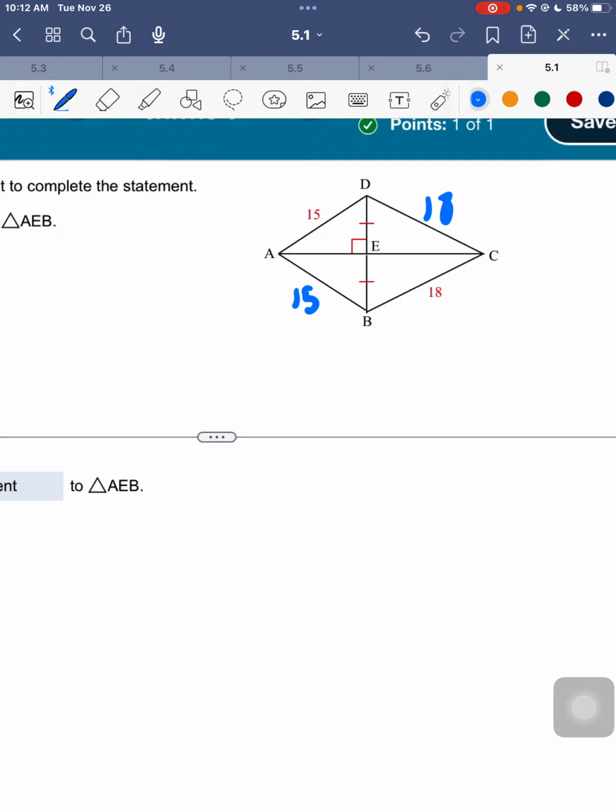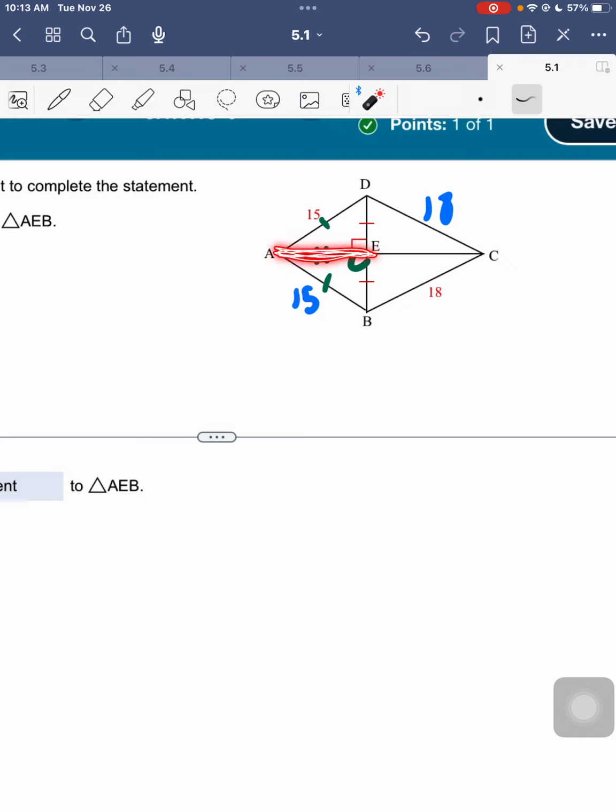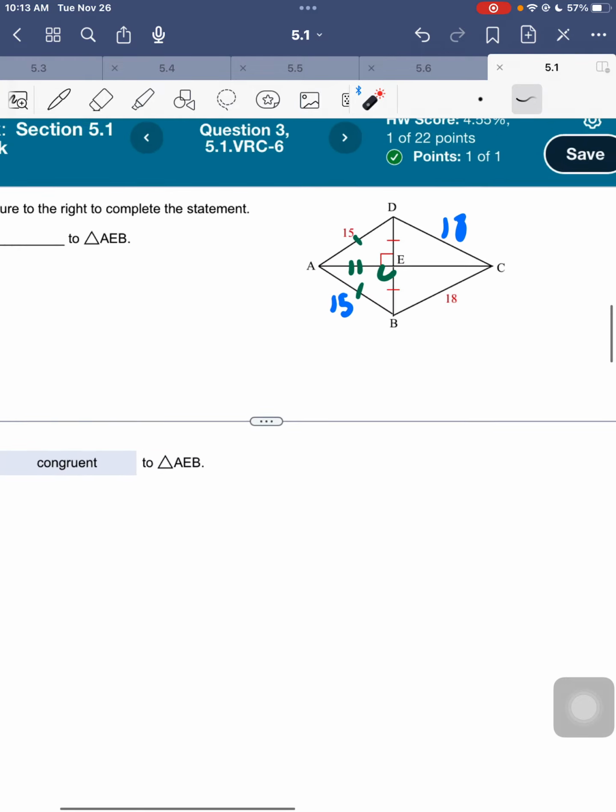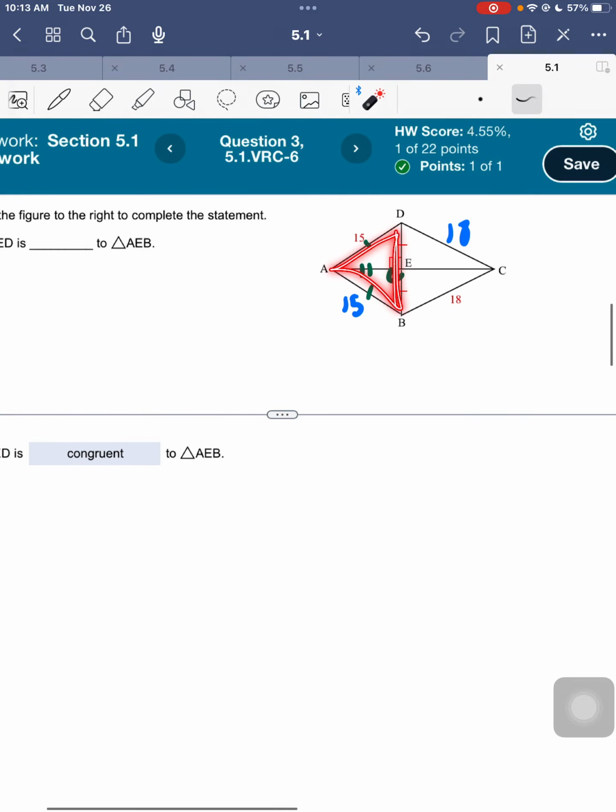So now, what do we know about these two triangles? Well, they have congruent corresponding sides, they have congruent corresponding angles, and we know that the reflexive property of congruency tells us that AE is also congruent to AE. So now we know that these two triangles are what? Congruent. Because of what?